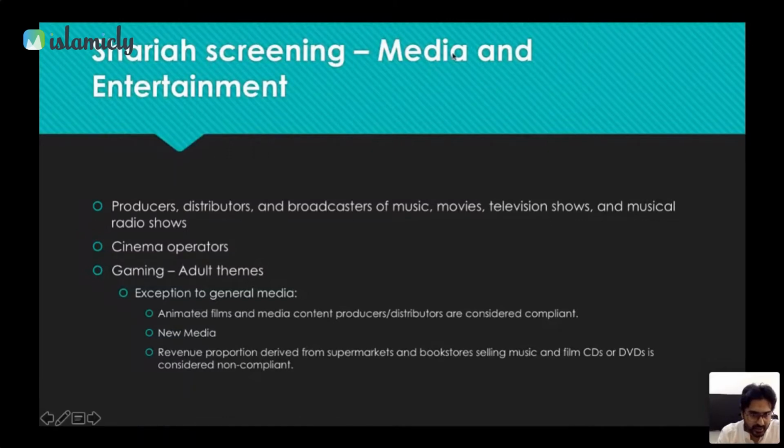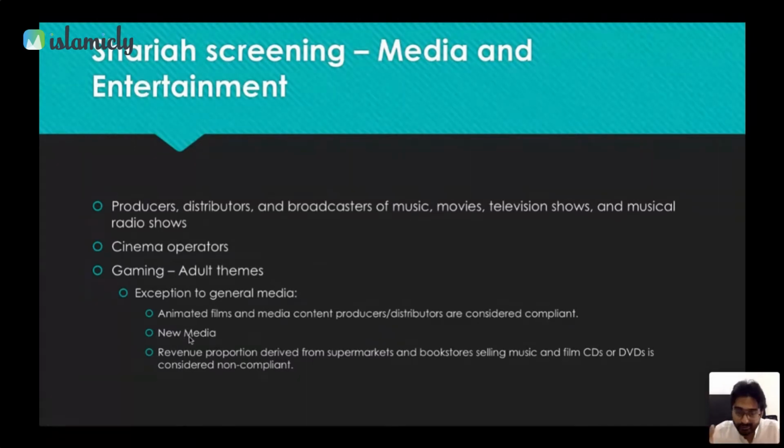Okay, there is a typo. It's called news media, not new media. So if you're in news media, although a lot of news media nowadays is spreading propaganda, we've got to be non-political in our assessment. If you are classified as a news media agency, it is considered a compliant business activity.